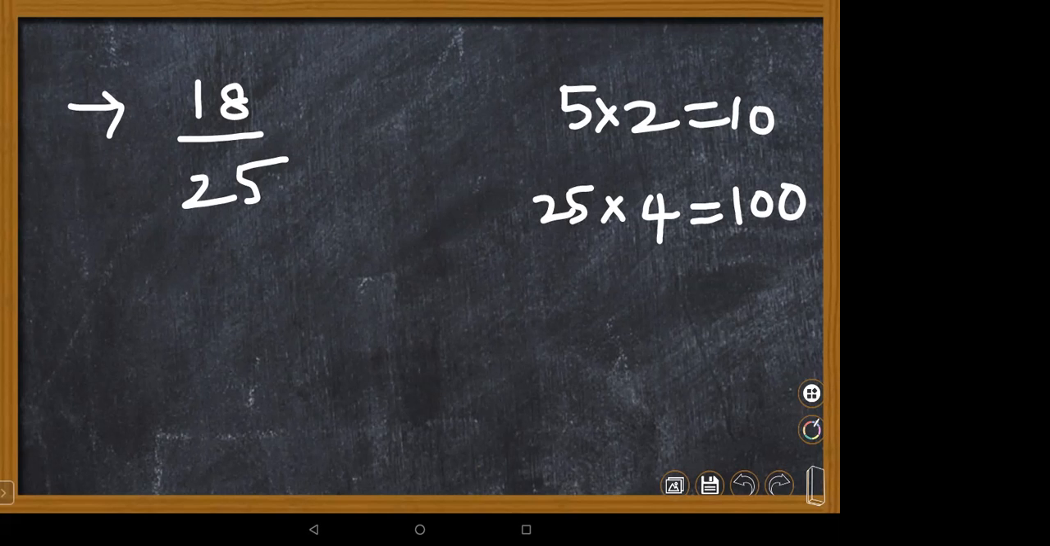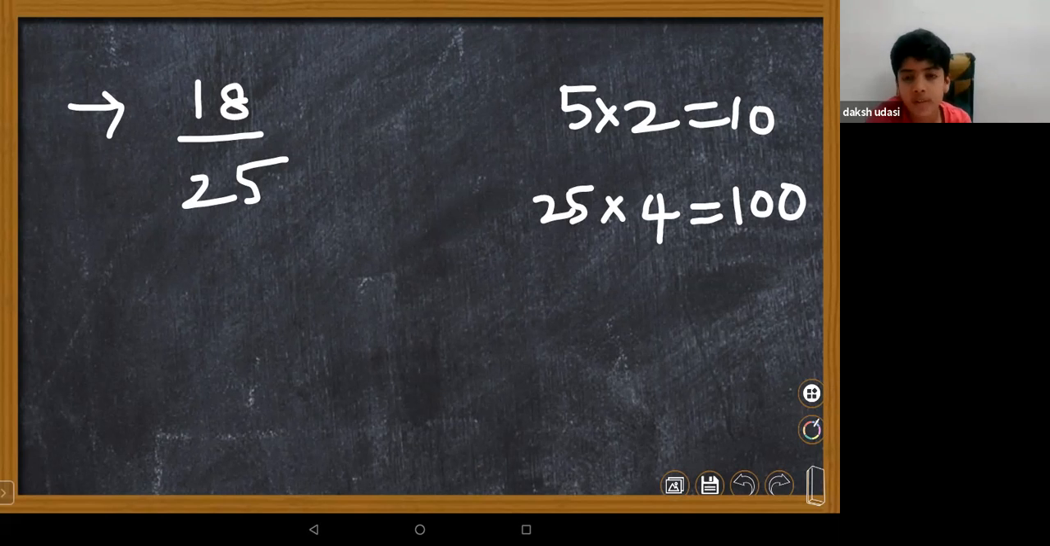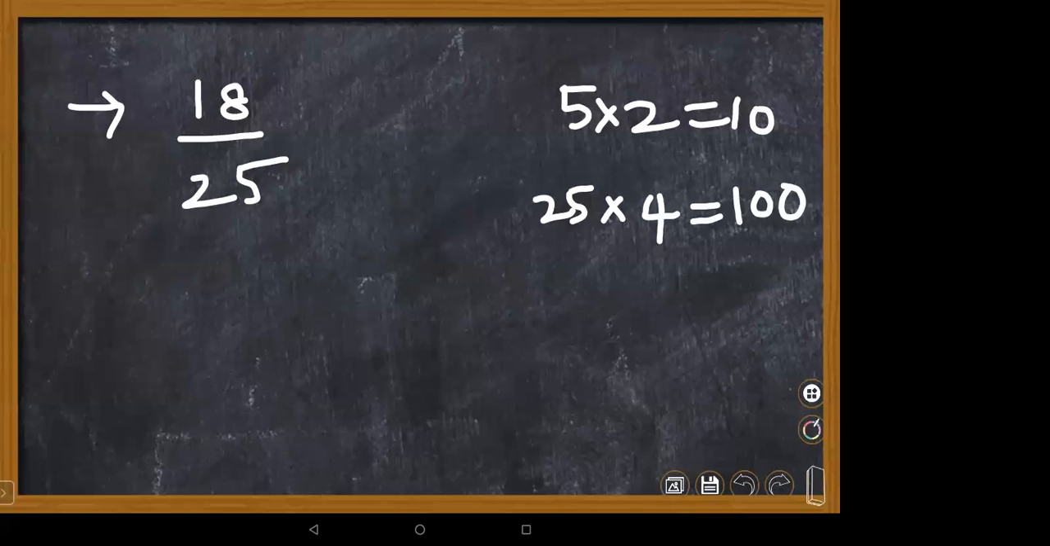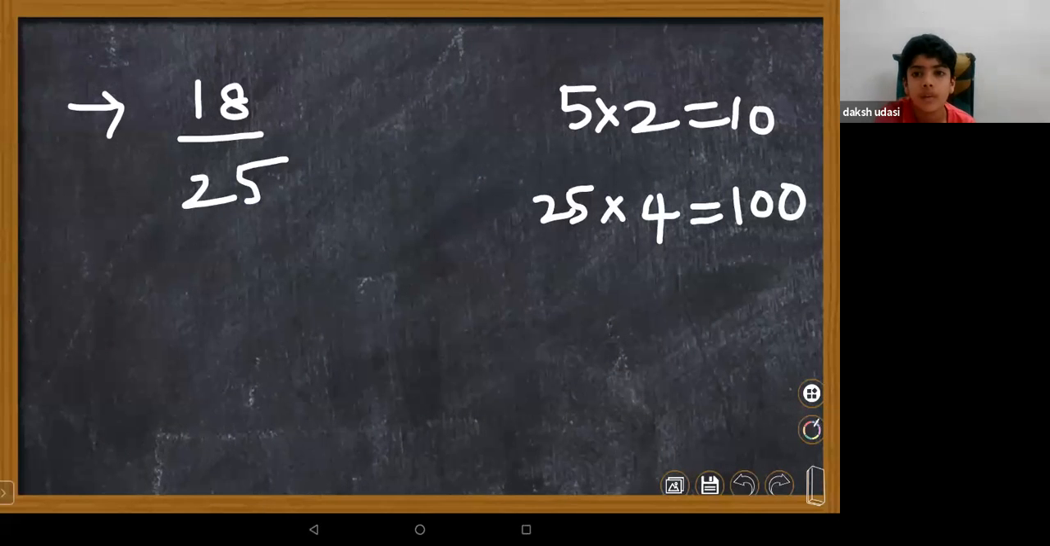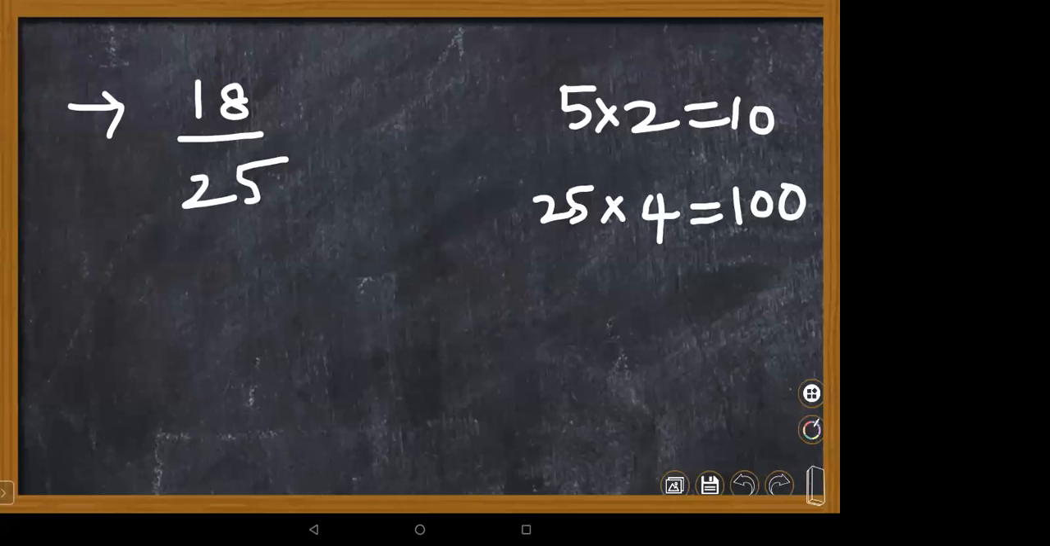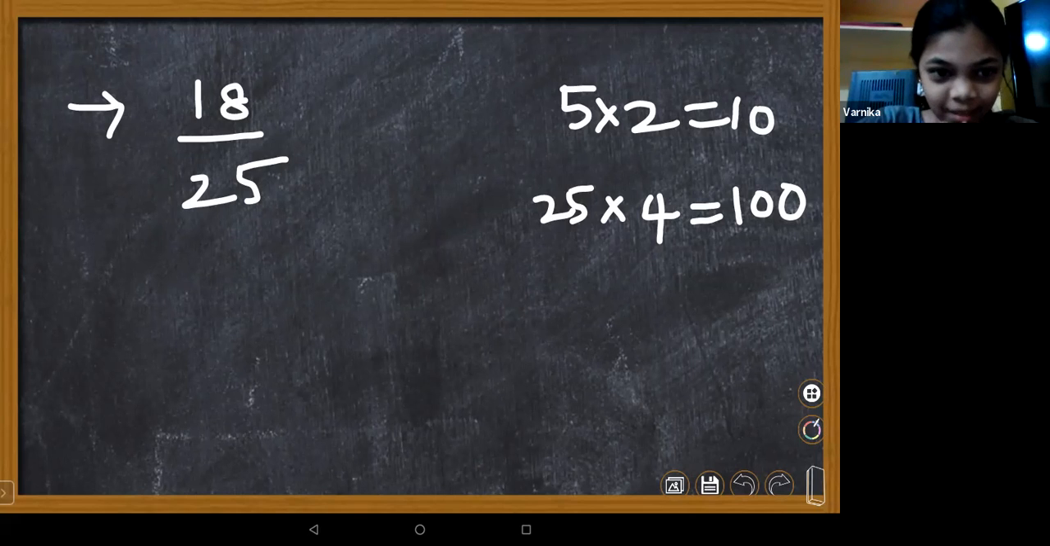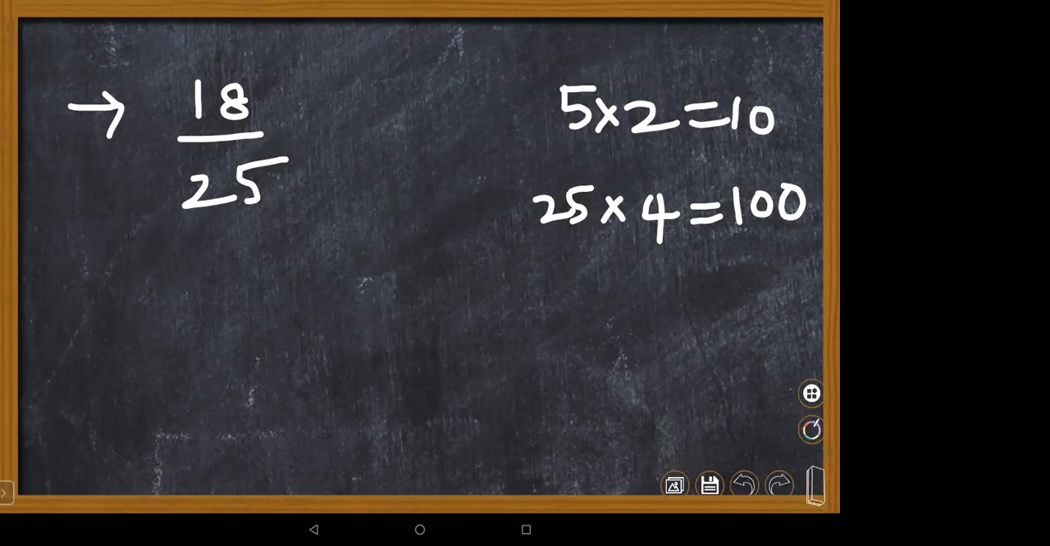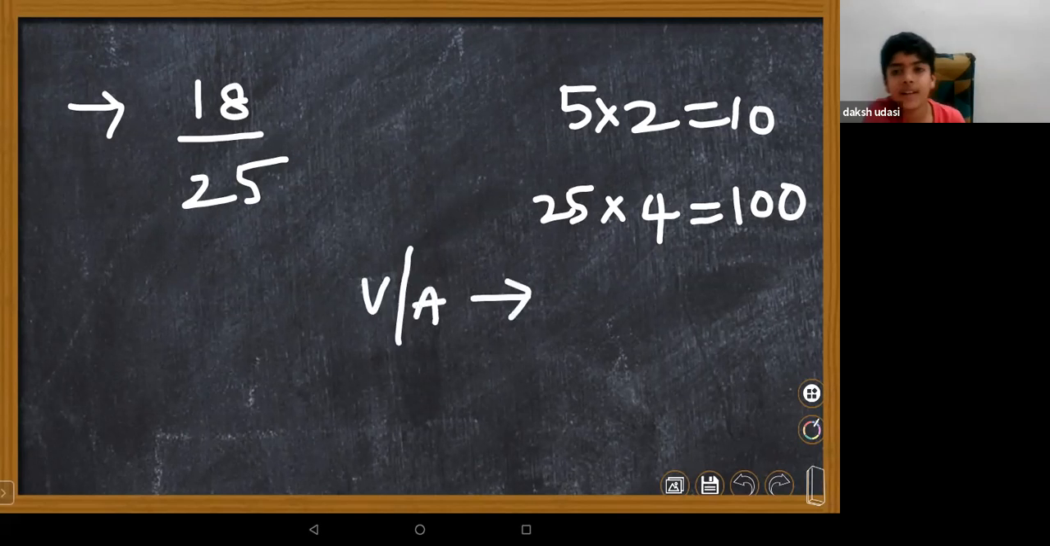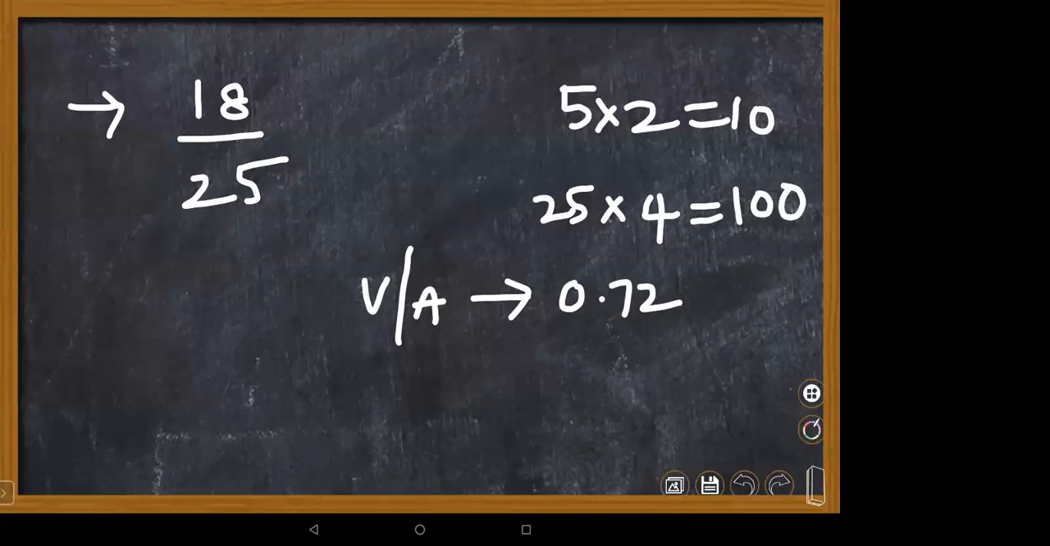Right? Ma'am, 0.36, right? Whose answer is 0.36? Mine. Ma'am, my answer is 0.72. Yeah, Varnika and Ashwath are giving 0.72. Ma'am, by mistake I multiplied 18 by 4, I mean by 2.